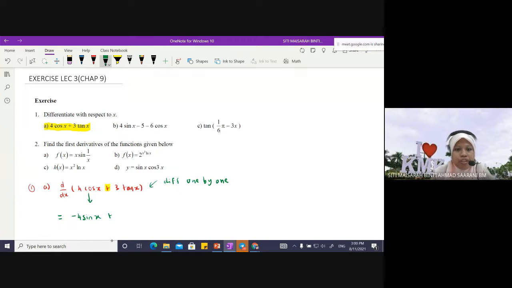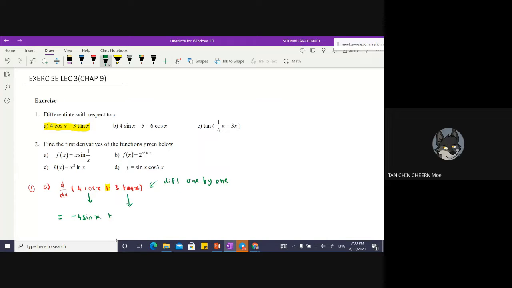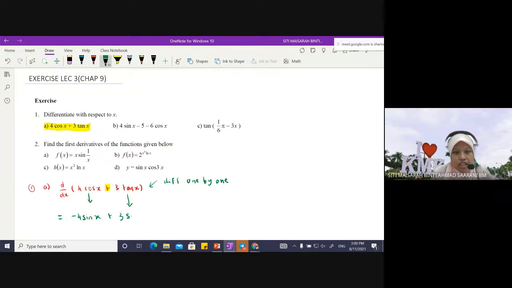Plus. Differentiate 3 tan x, 3 secant square x. So kena tengok ni ya. Differentiate cos, differentiate tan. So dapatlah kat sini negative 4 sin x plus 3 secant square x. Okay. So ini untuk A. Next kita tengok pula B.